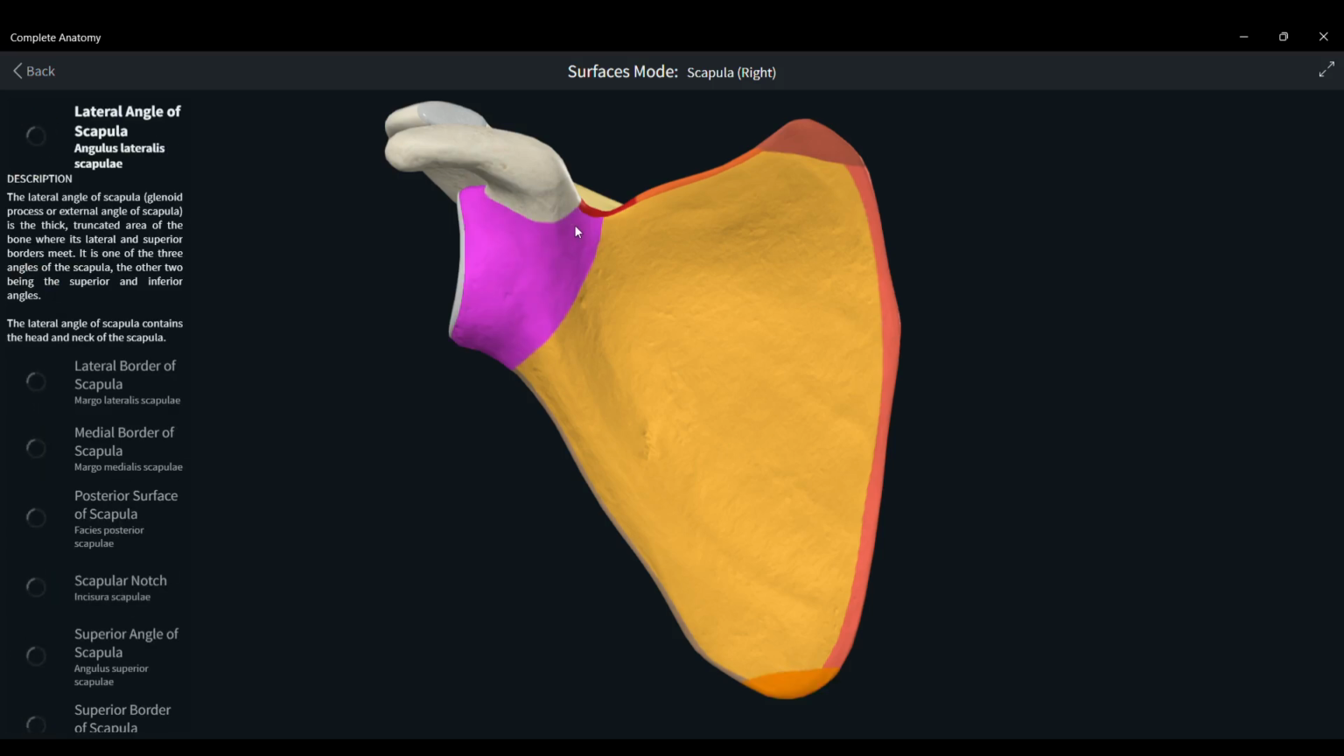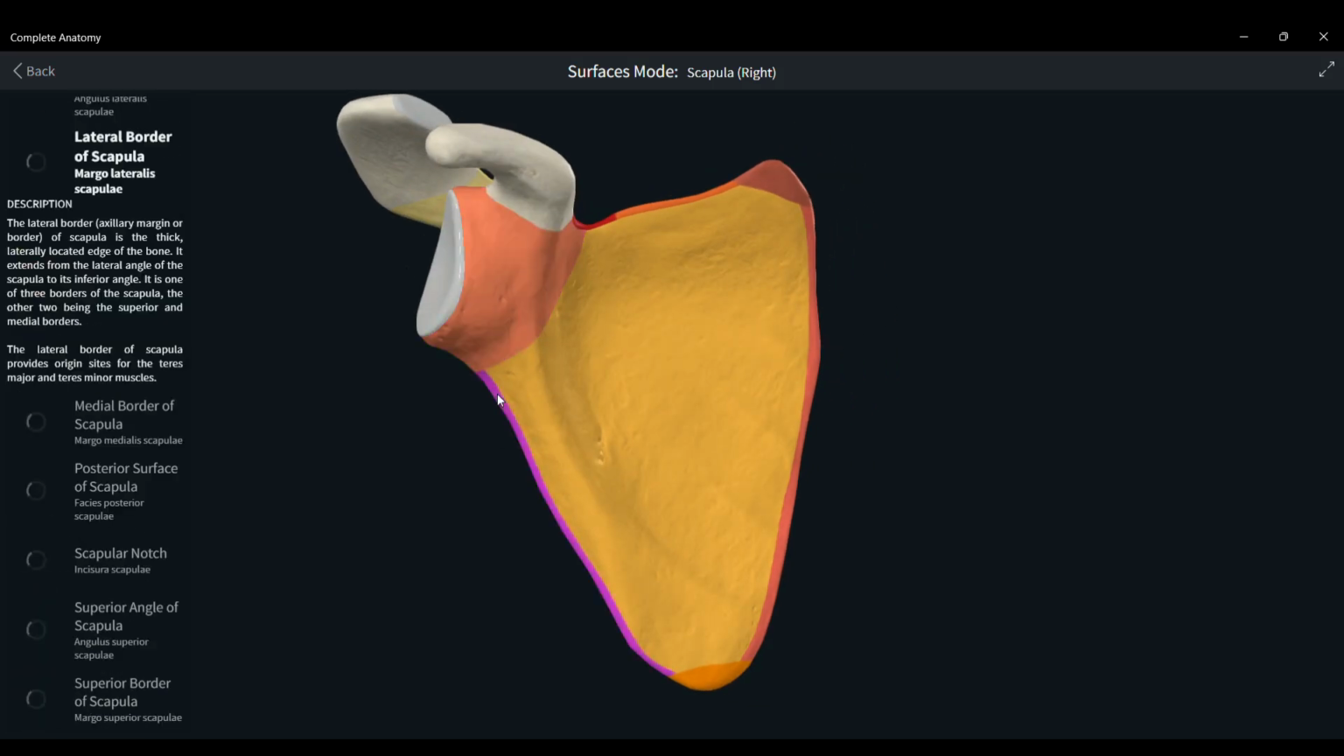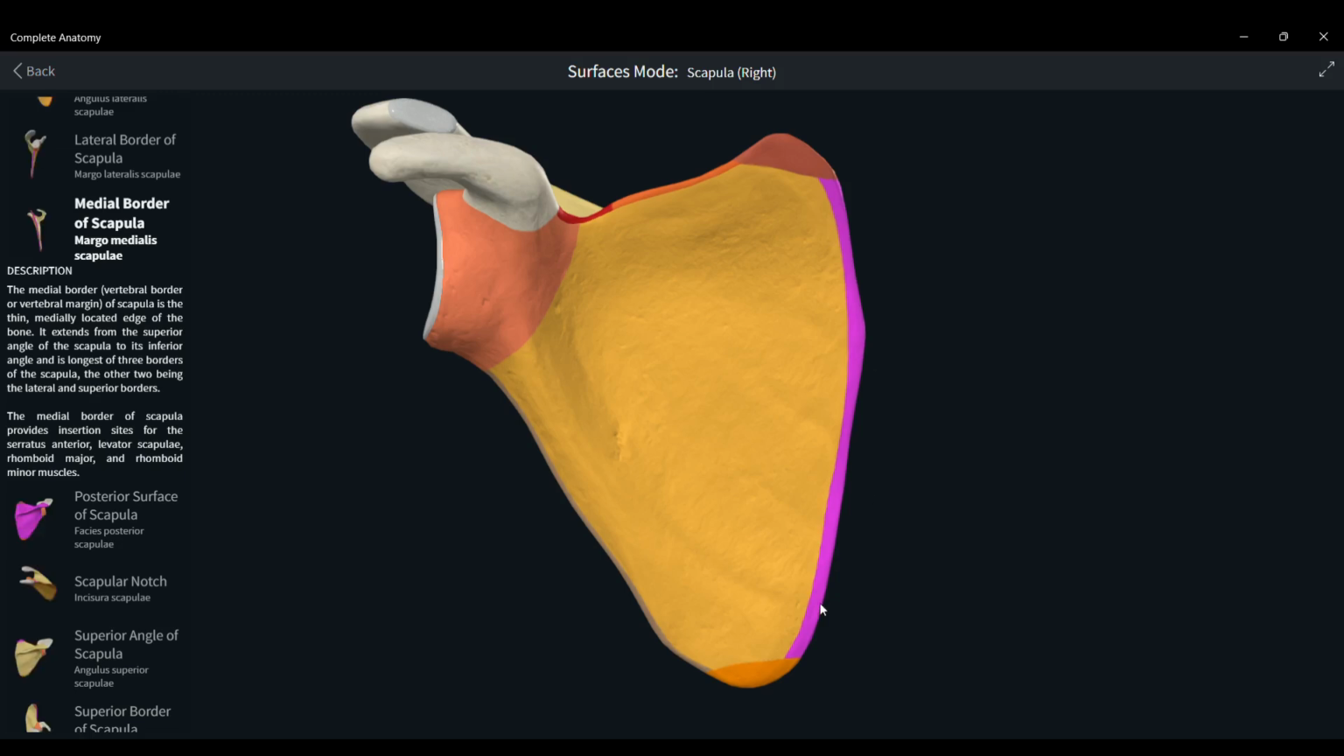Laterally, at the articular pole of the shoulder joint, lies the lateral angle. Here, on the neck, sits the glenoid cavity. The lateral border is thick and rises obliquely upward from the inferior angle toward the side. The medial border, closer to the spine, runs almost vertically and ends superiorly at the superior angle.